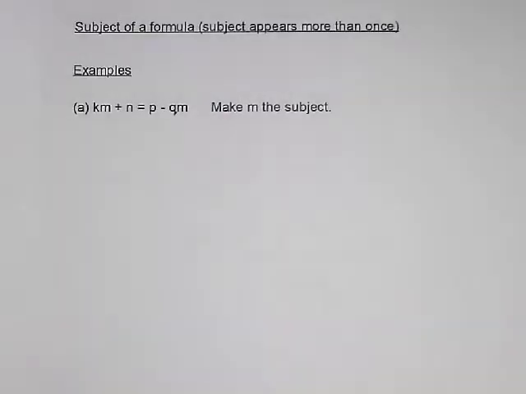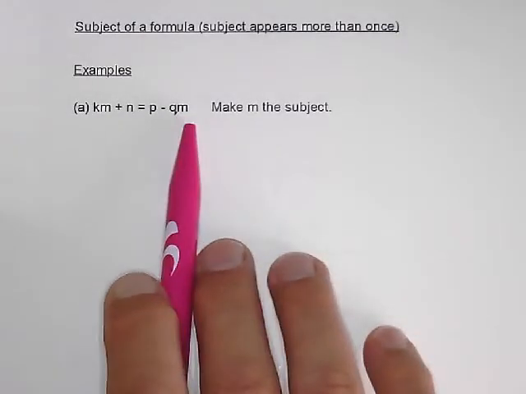Okay, so in this video we are going to do some slightly more difficult formula questions which require factorizing as the last step. So in question A, it says make M the subject. So I notice I have an M on the left hand side and an M on the right hand side.